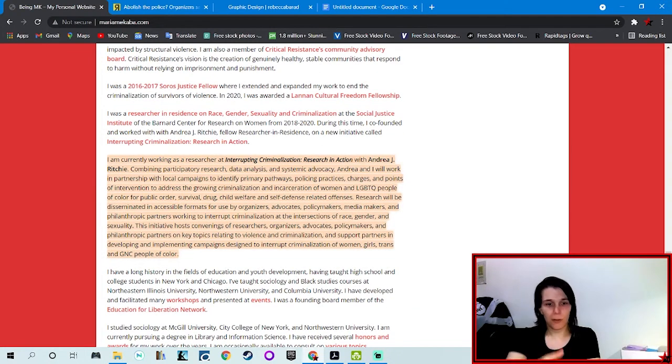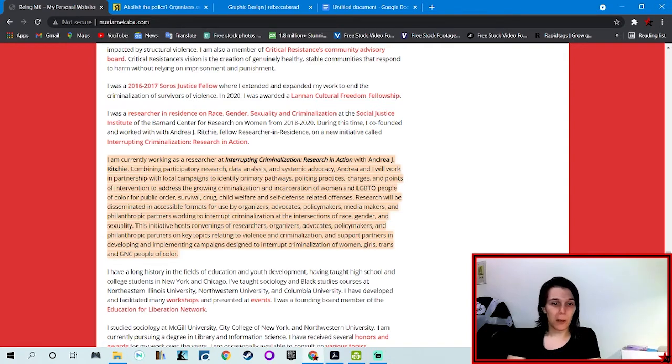Their current project, though, is something I feel inclined to highlight. I'm currently working as a researcher at Interrupting Criminalization, Research and Action with Andrea Ritchie. Combining participatory research, data analysis, and systemic advocacy, Andrea and I will work in partnership with local campaigns to identify primary pathways, policing practices, charges, and points of intervention to address the growing criminalization and incarceration of women and LGBTQ people of color for public order, survival, drug, child welfare, and self-defense related offenses.